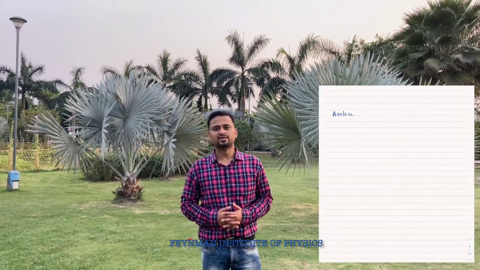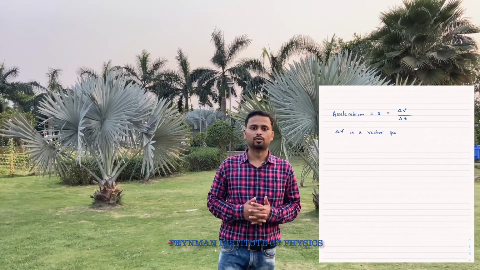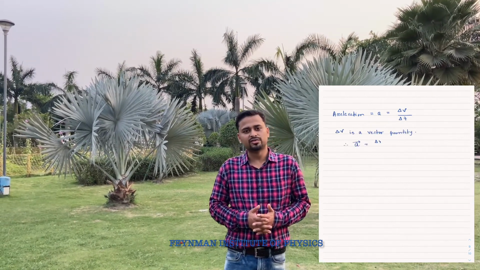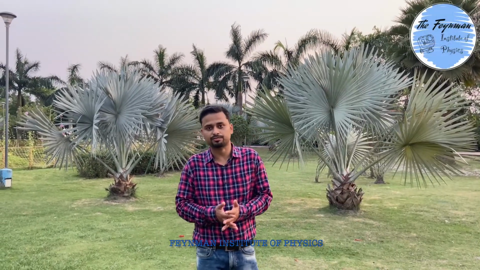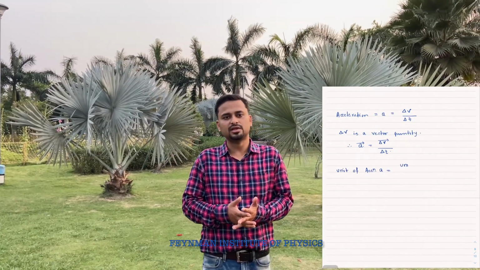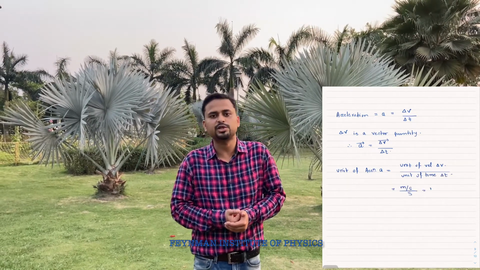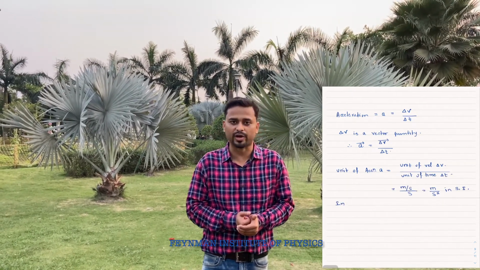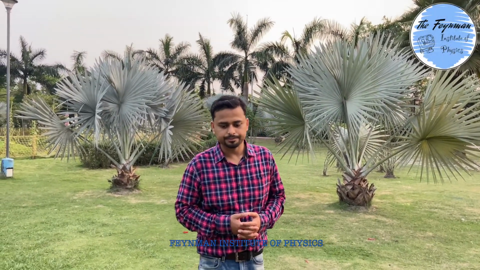Now obviously this acceleration is a vector quantity because we have velocity in its formula, and also it follows the same footprint as displacement in space. So we can graphically represent it using a vector, and hence we can find its unit also from its formula, that is the unit of acceleration is unit of velocity by unit of time, that is meter per second by second, that is meter per second square. So in the CGS system it will be centimeter per second square.